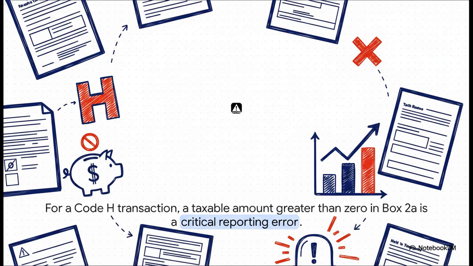Now, I really want to double-click on Box 2A, because this is a huge deal. A Code H is telling the IRS that this is a non-taxable transfer. So, if Box 2A shows any number other than 0, you're basically sending the IRS a contradictory message. It's an immediate red flag. The instructions are very clear. For this transaction, Box 2A must be 0, period.